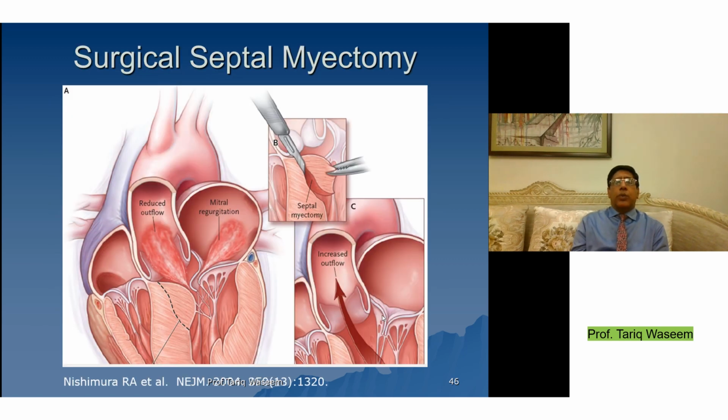This is what we can do in septal myotomy. So look at the septum. It is quite markedly hypertrophied, and if you chop off this part of the septum, you can result in an improvement in the space for blood to flow from the left ventricle to the aorta.